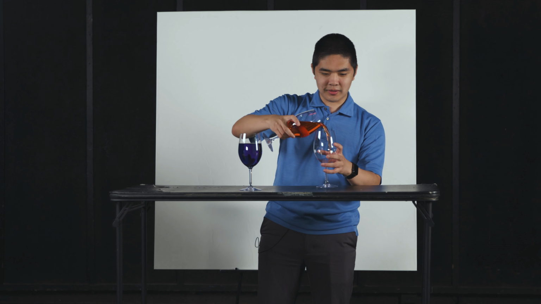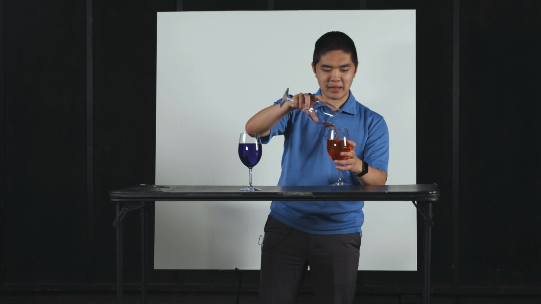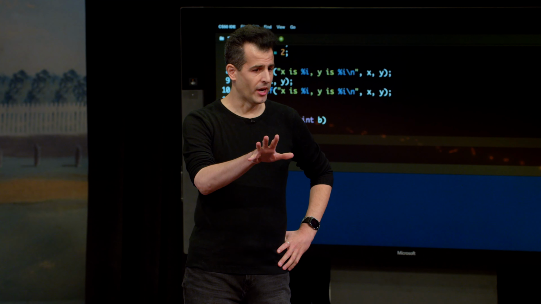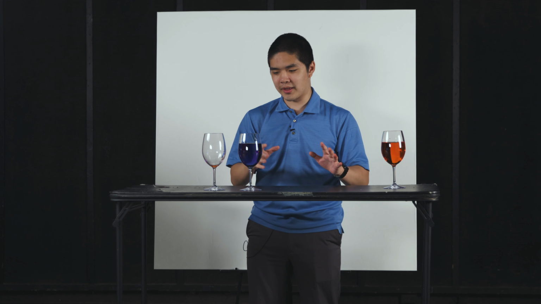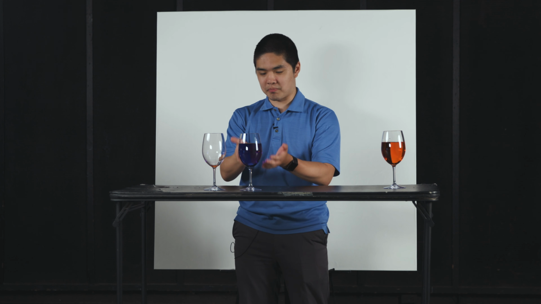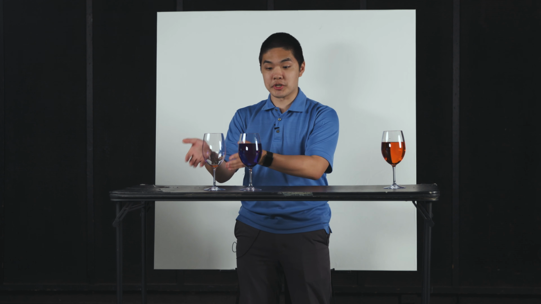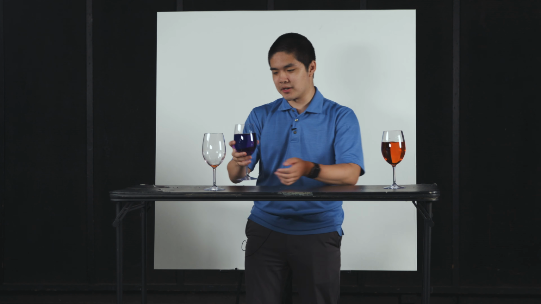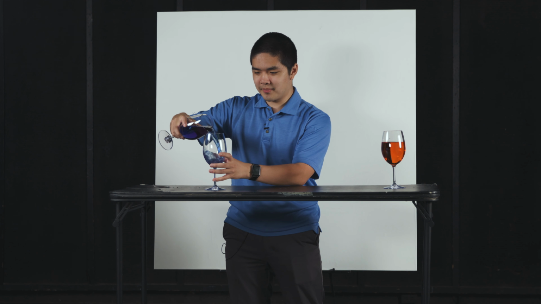So I'm going to take the red liquid, and I'm just going to pour it into this extra glass. Temporarily, though, right? Temporarily, yeah. Just to store it there. And now I think I can pour the blue liquid into the original red glass, because now I'm free to do so. So I'll pour the blue liquid there.